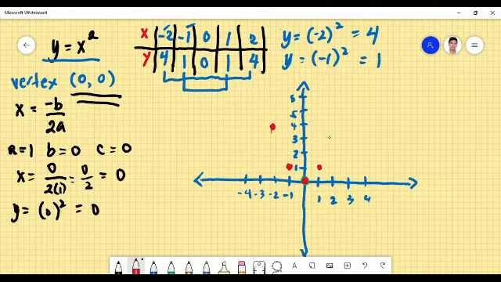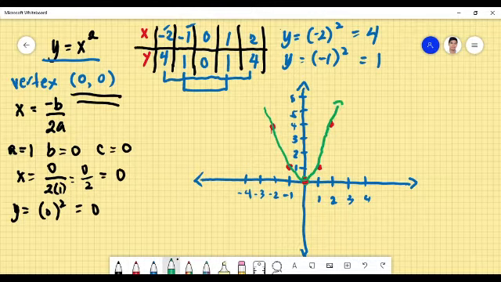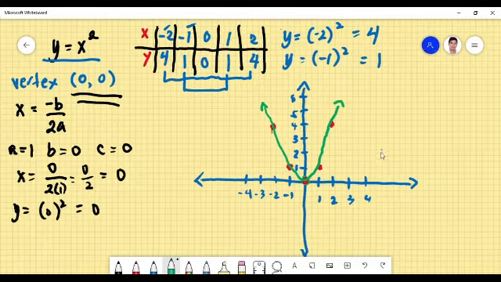And then positive 2 and 4. Ayan. So, dahil mirror siya dito sa ating table of values, ganun din siya sa ating graph. So, pag kinonect natin yan, ganito magiging itsura niya. Ayan. So, this is a parabola that opens upward. No? Parabola that opens upward.